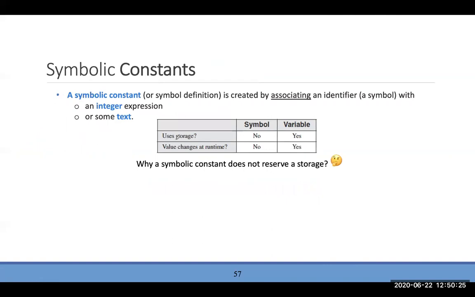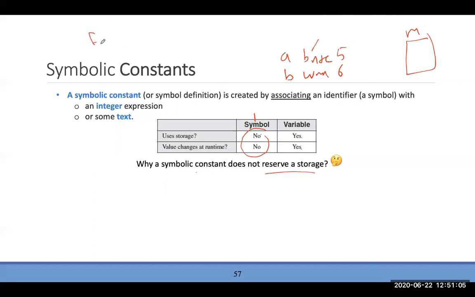If you look at this example right here, it uses storage. By symbol, I mean symbolic constants in assembly. Does it use storage? No. The variable, yes, because for the variable we say A byte 5 or B word 6. So this takes 1 byte, this takes 2 bytes. It takes storage, but the symbolic constant does not take storage in the main memory. Can the value change at runtime? No. So why do we say constants do not reserve storage?